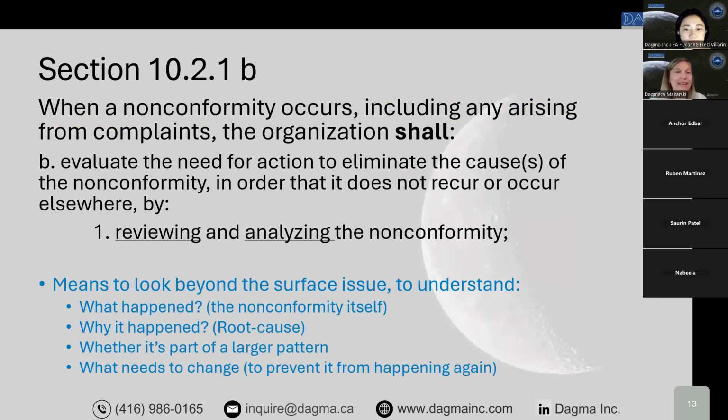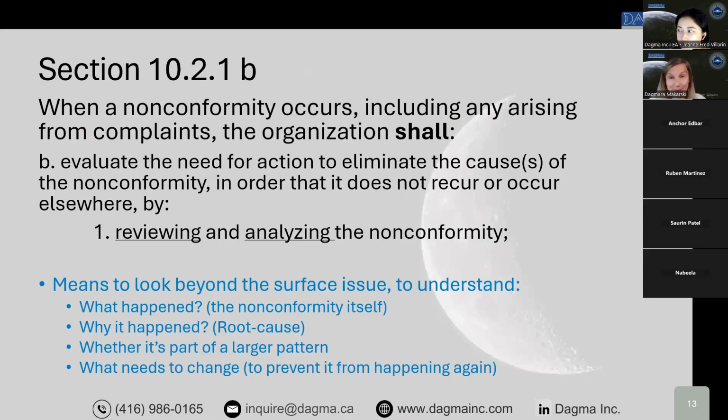Okay? So to continue, B, evaluate the need for action to eliminate the causes of the nonconformity in order that it does not recur or occur elsewhere by reviewing and analyzing the nonconformity. So here this means to look beyond the surface issue. So not just address the surface issue, but to understand what happened. So the nonconformity itself, why it happened. So we look into the root cause, whether it's part of a larger pattern, and what needs to change to prevent it from happening again. So this process ensures we're not just putting a band-aid on the problem, but actually healing the wound and strengthening your quality management system.